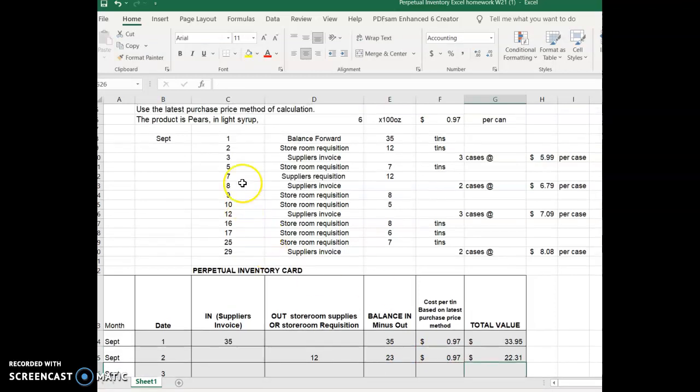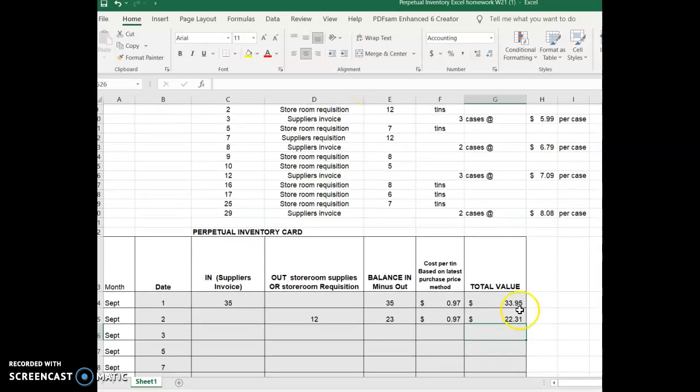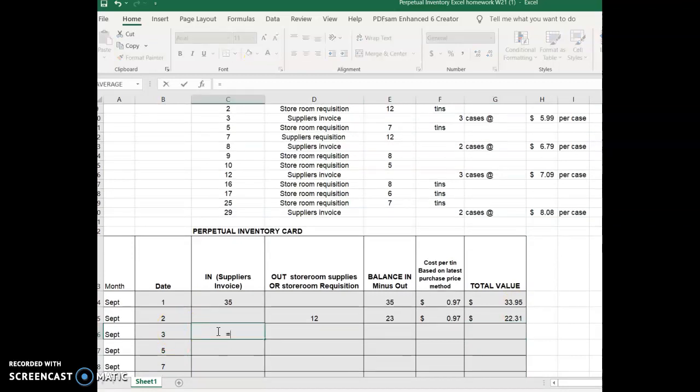Next we have September 3rd, supplier's invoice. An invoice is items coming in. That means the manager ordered, in this case, 3 cases of our product of pears. Since we have 3 cases, we need to know how many tins we're getting, because that's what we want to put in our inventory card. So that would be 3 cases with 6 tins in them, 3 multiplied by 6. And we're going to do that in here because remember they're coming in.